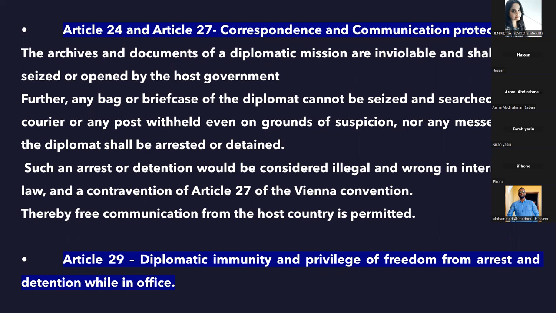The archives and documents of a diplomatic mission are inviolable and shall not be seized or even opened by a host government. That means if they receive any parcels, any courier, or any kind of communication, even from the sending country or anywhere, these bags or briefcases of diplomats cannot be seized or searched by any government authority of the host country, even if they have grounds of valid suspicion. Nor should any messenger of the diplomat be arrested or detained, or any parcel detained. Such an arrest or detention would be illegal in international law and a contravention of Article 27 of the Vienna Convention. Thereby, free communication from the host country is permitted. Next is Article 29, diplomatic immunity and privilege of freedom from arrest and detention while in office.